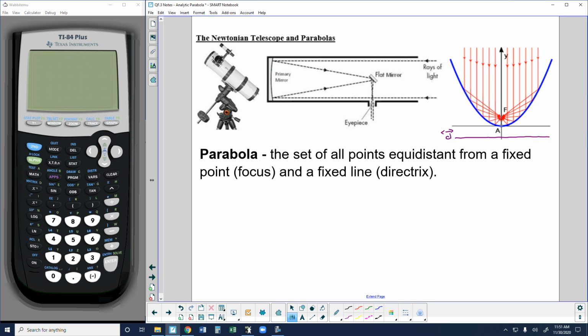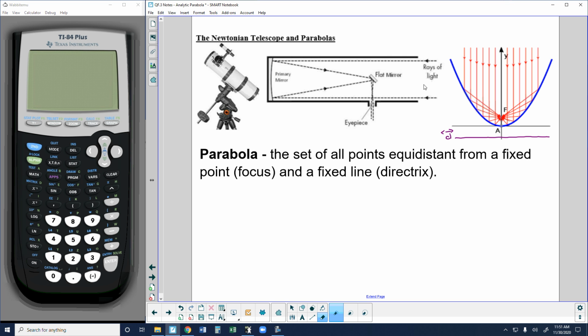So the focus is a fixed point inside the parabola. A directrix is a fixed line outside of the parabola. All points of the parabola are equidistant from both the focus and the directrix at all times. Now, how does that relate to the Newtonian telescope?